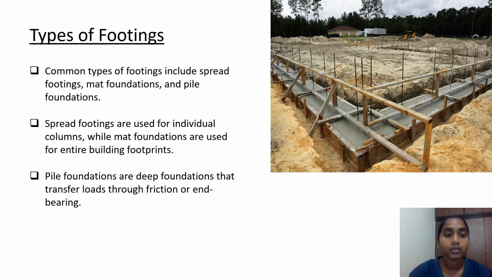Types of footings. Common types of footings include spread footing, mat foundations, and pile foundations. Spread footings are used for individual columns, while mat foundations are used for entire building footings. Pile foundations are deep foundations that transfer load through friction or end bearing.